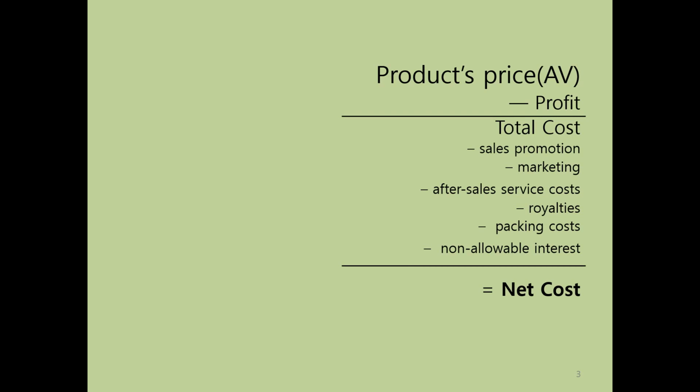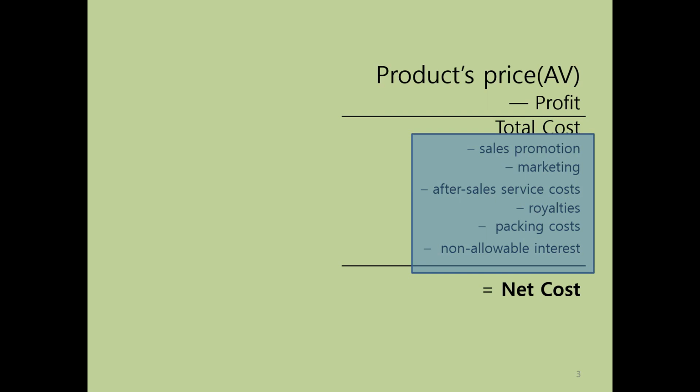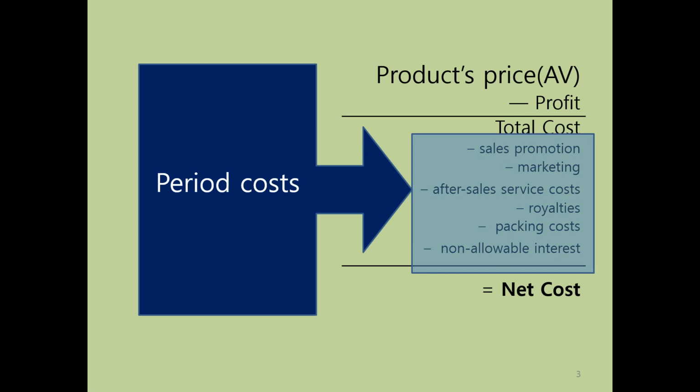Then we need to know the characteristics of these costs. Let's take a look at them closely. And we are able to understand that all of them belong to period cost. In other words, they don't belong to manufacturing cost.